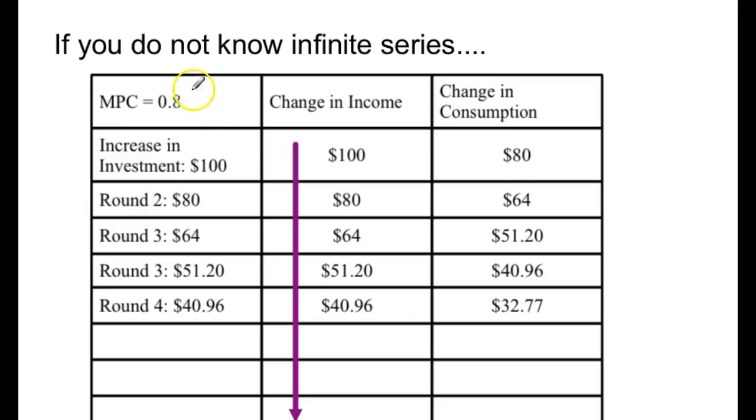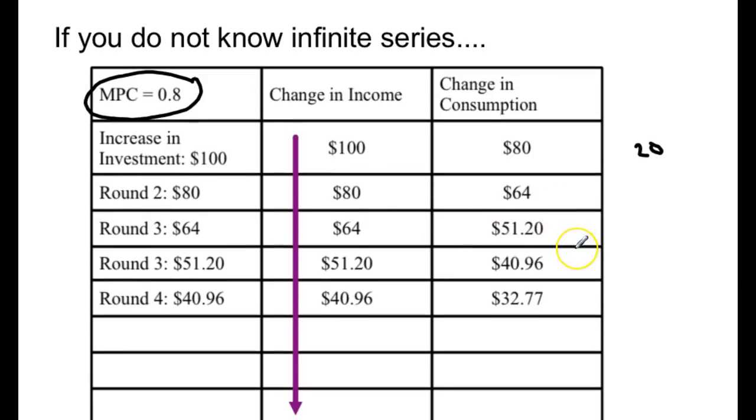Let's start over again with an MPC of 0.8. Okay, so not 0.75, but now we're saying people are going to consume 80%. So an increase in investment will result in a change in income of 100 and a change in new consumption of 80. Remember, 20 is going to be over here. It's going to be saved. And that money becomes spending in round 2. People earn $80 additional income, consume additional 64.